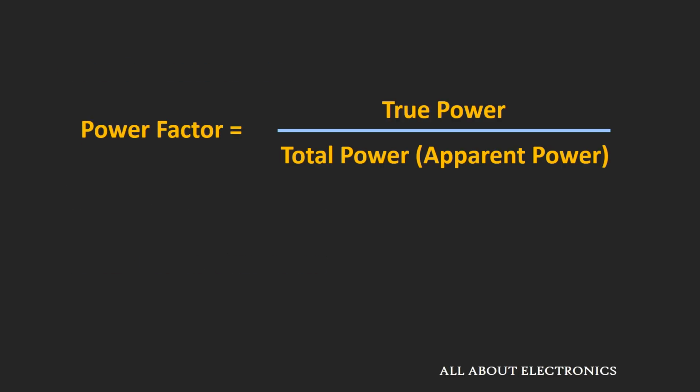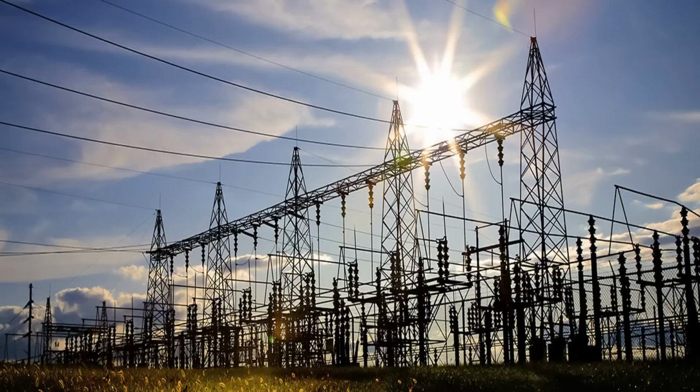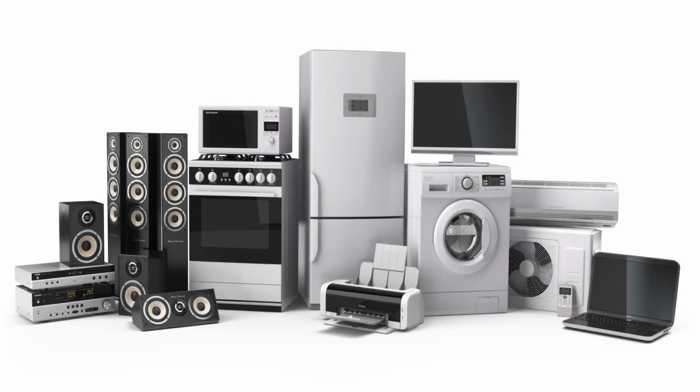By simple definition, the power factor is the ratio of true power divided by the total power, or the apparent power. So first of all, let us understand what we mean by true power and apparent power. At our homes and offices, we receive power through the substations using the distribution lines, and we use this power to power up our appliances.